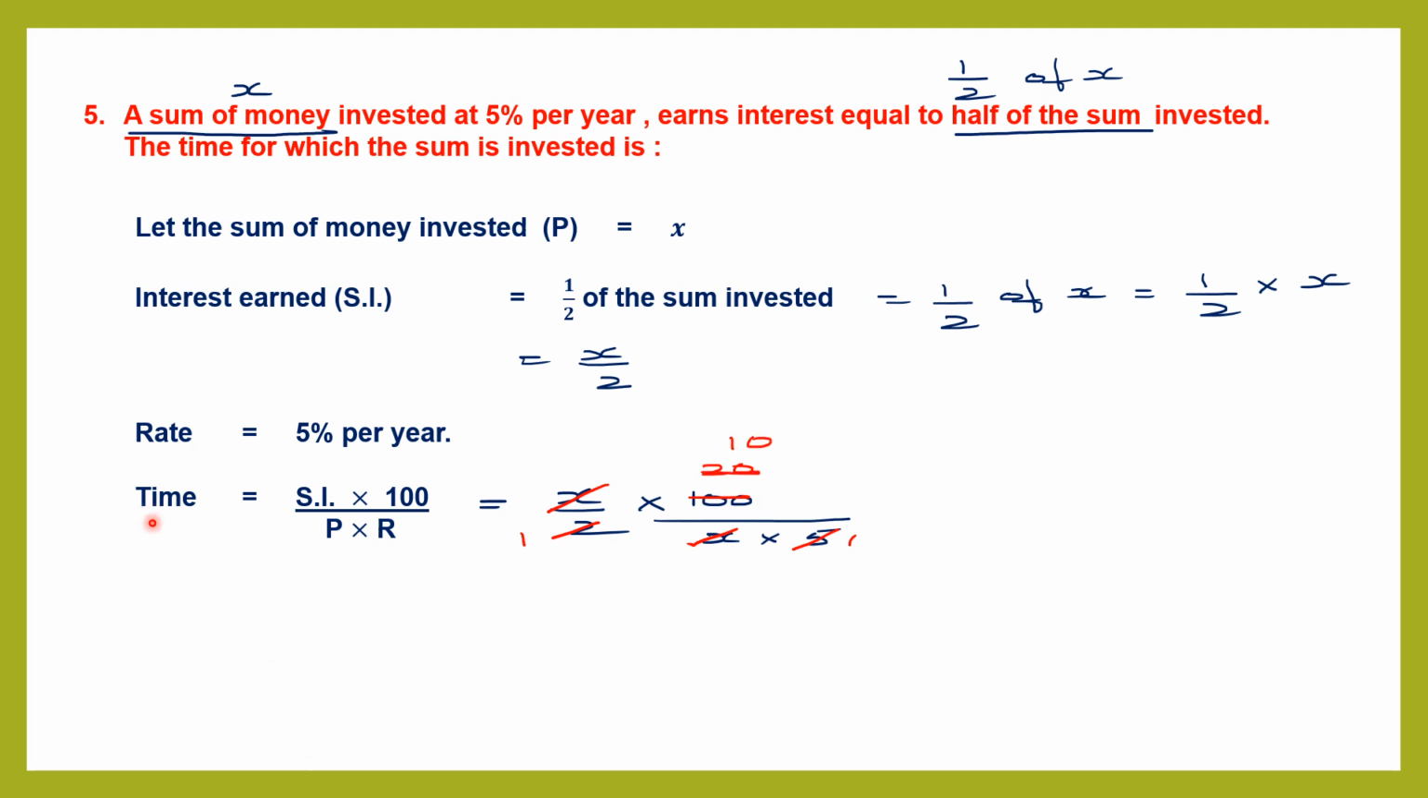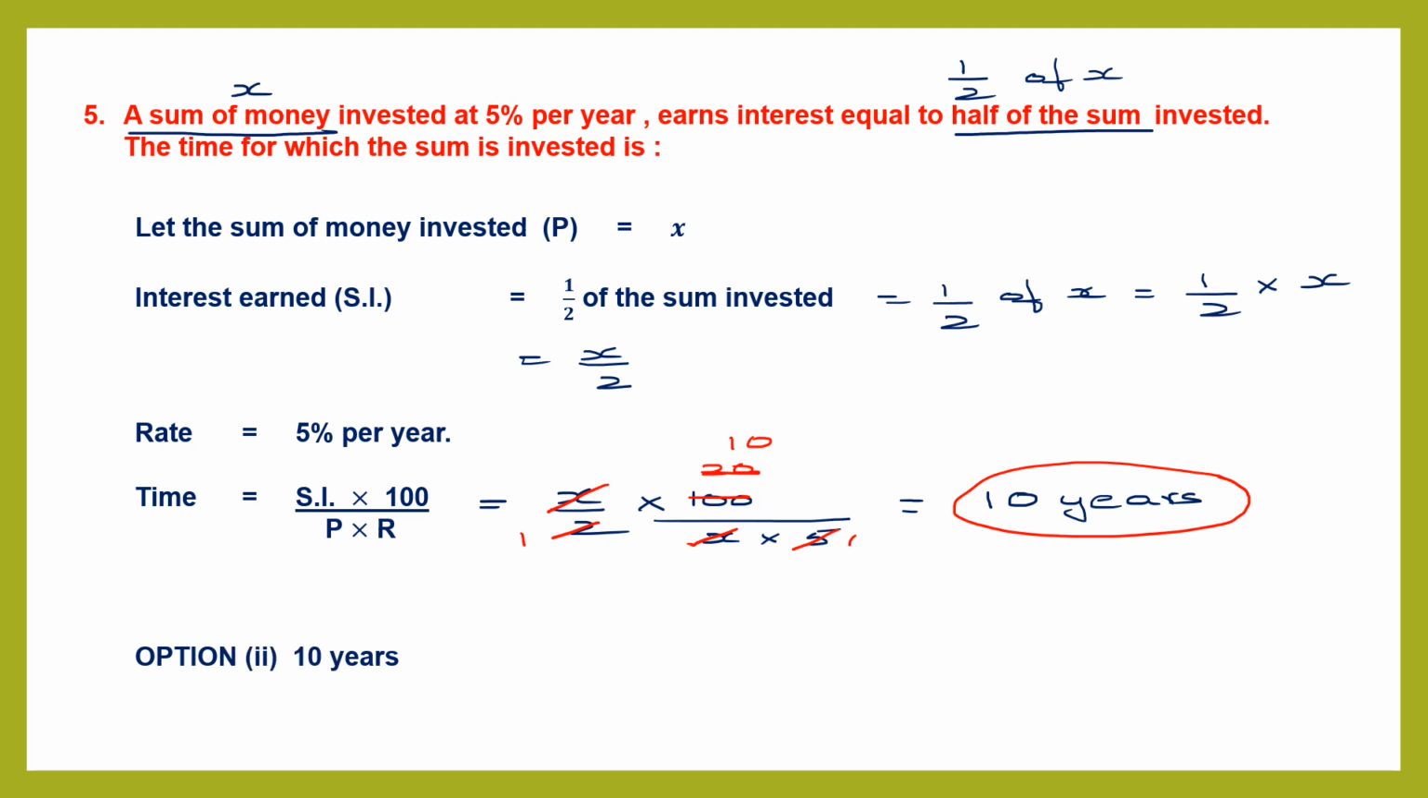And here we are talking about time. So we've got the number 10, and because it's per year, our answer here will be in years. That means 10 years. So this is our answer. The time taken is 10 years, and that will be option 2, 10 years.